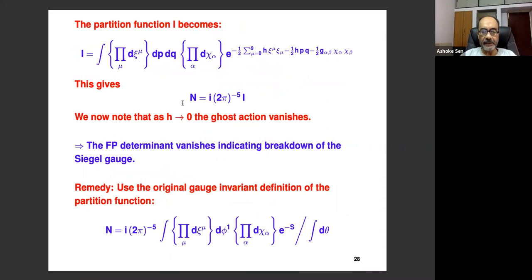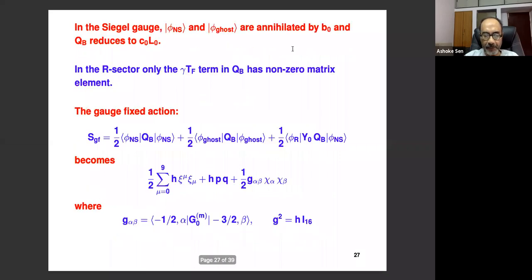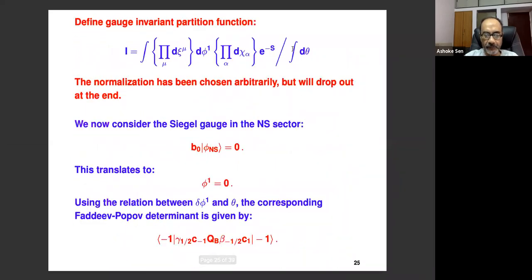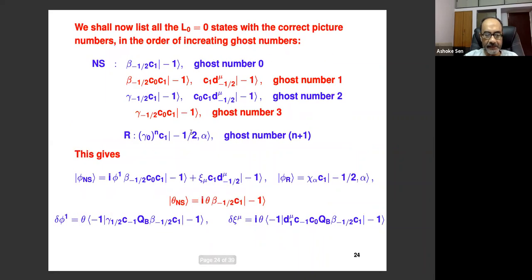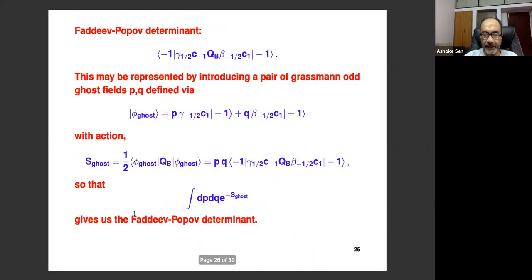Okay, so this is what I said. And now you also see that as h goes to 0, the ghost action vanishes. Siraj just pointed out that this is happening because delta phi 1 is 0, right? Because this phi 1 actually doesn't transform under theta. That's why the ghost action vanishes. So this is saying that the Siegel gauge choice is breaking down.